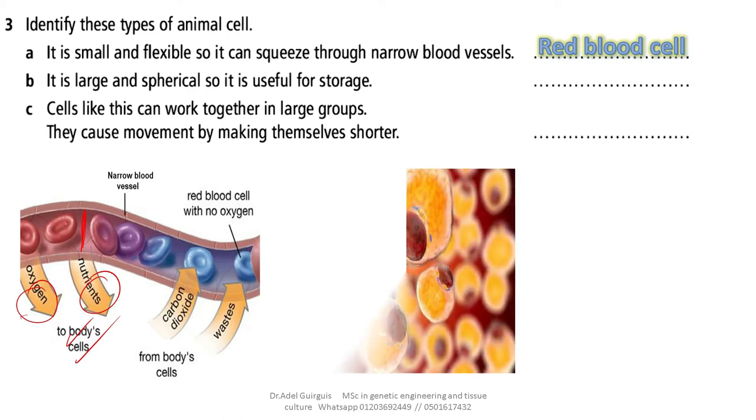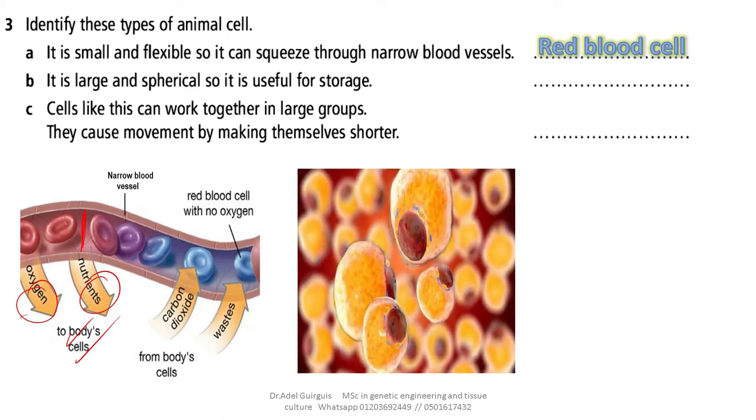This is about the cell. Look, fat cell. This large area, large volume to be filled with oil droplets needed for the winter season for polar animals, polar bears and penguins, to store a lot of fat to be respired in winter to release energy for warmth in these cold areas. It is large and spherical, so it is used for storage, sure, fat cell.